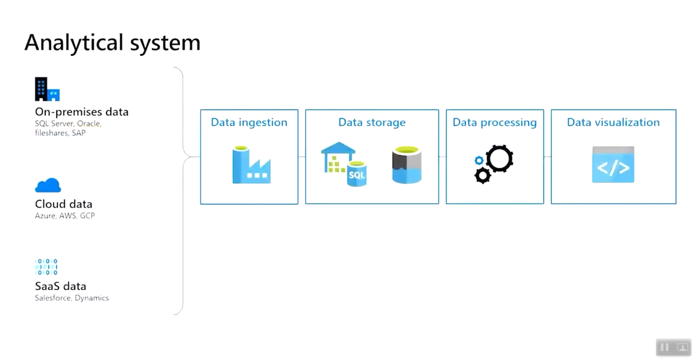Now, most analytical data processing systems need to perform quite similar tasks, such as data ingestion, data storage, data transformation, data querying, and data visualization. So this is a pipeline of services to build an analytical system.